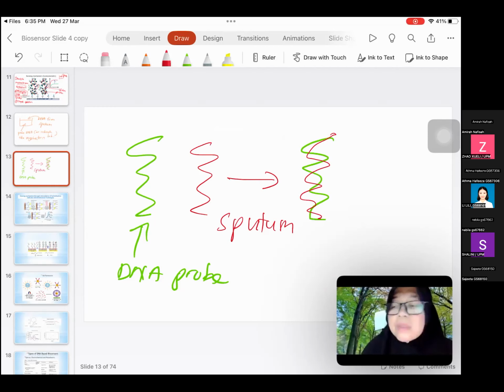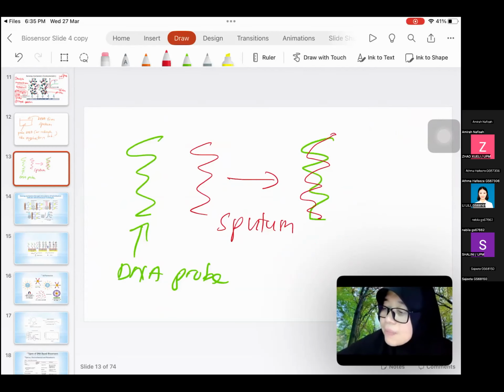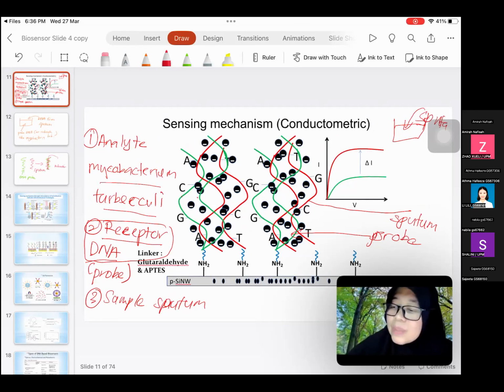Okay. So in order for me to know how much the hybridization is, I have to put some indicator here. Probably too complicated for you to understand? No, it's not that difficult. With the solution that contains all this together, this indicator will interact with this DNA hybrid. Okay, so that's what you see here.